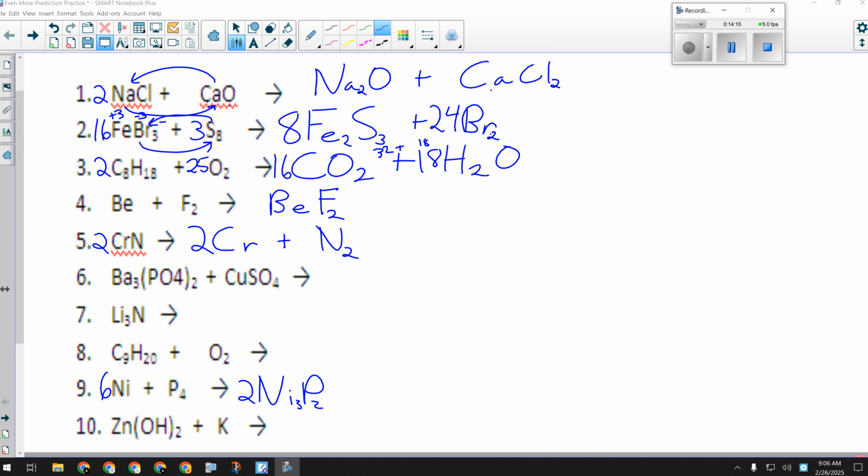All right, so for number 6, I've got barium phosphate. That 4 should be small, but for whatever reason it's not. Okay, plus CuSO4, so copper 2 sulfate. Both ionic compounds. What kind of reaction are we looking at? Double replacement reaction. Okay, pattern for double replacement, swap the metals' partners. All right, so that means that copper will end up with phosphate, okay, and barium will end up with sulfate.